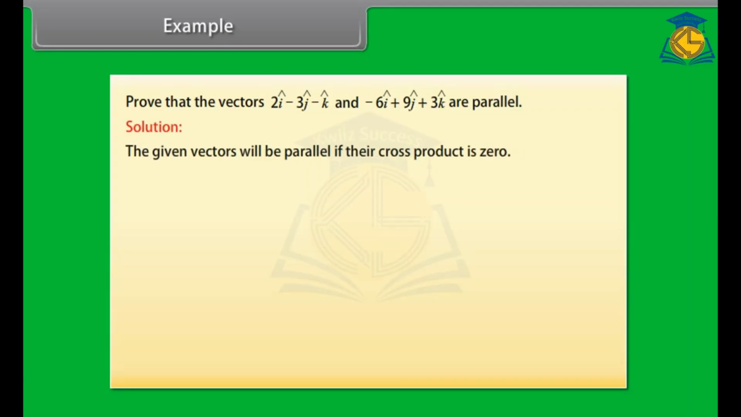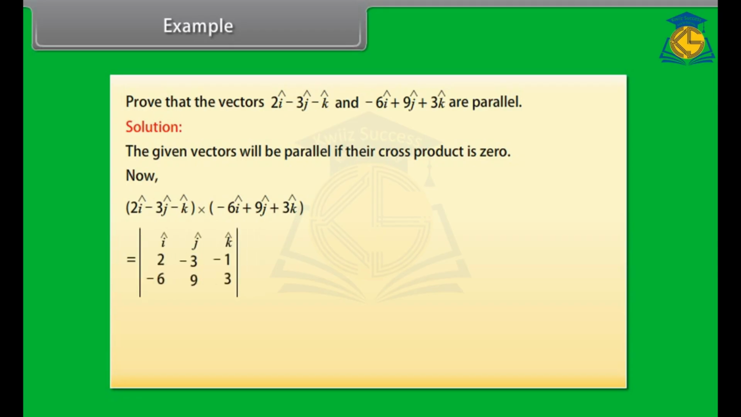Solution. The given vectors will be parallel if the cross product is 0. Now, (2i − 3j − k) × (−6i + 9j + 3k) equals the determinant with first row i, j, k; second row 2, −3, −1; third row −6, 9, 3. That gives (−9 + 9)i + (6 − 6)j + (18 − 18)k equals 0.